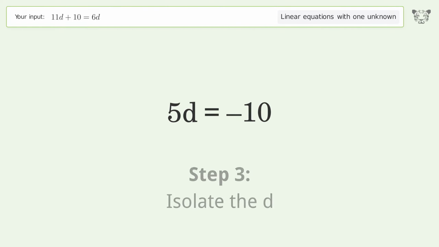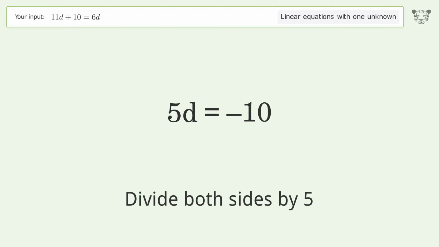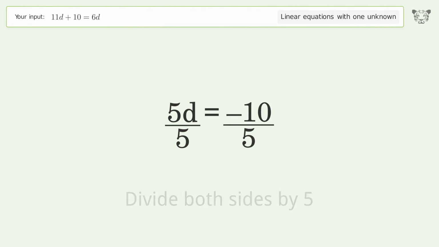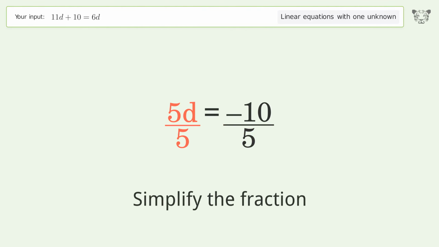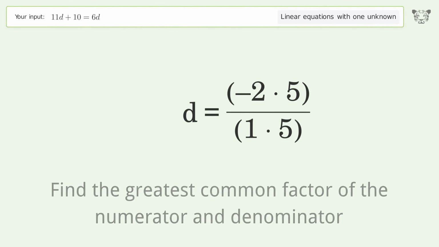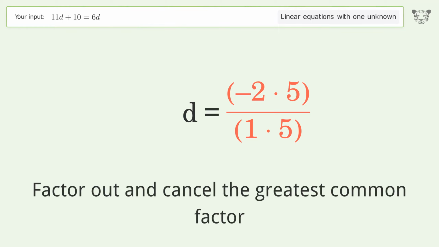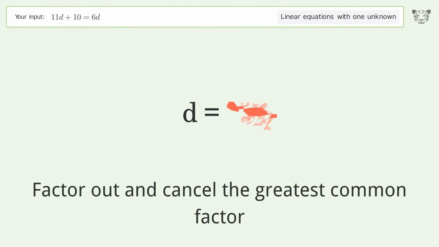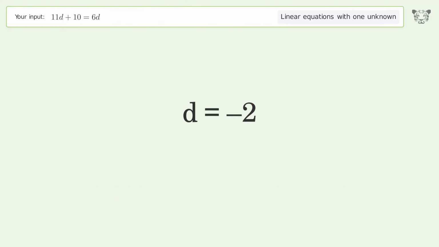Isolate the d. Divide both sides by 5. Simplify the fraction. Find the greatest common factor of the numerator and denominator. Factor out and cancel the greatest common factor. And so the final result is d equals -2.